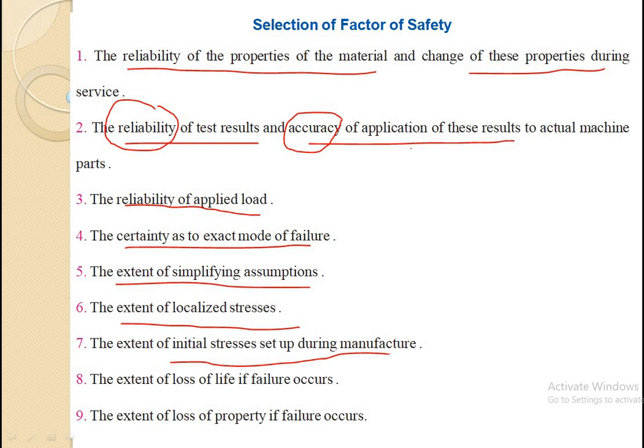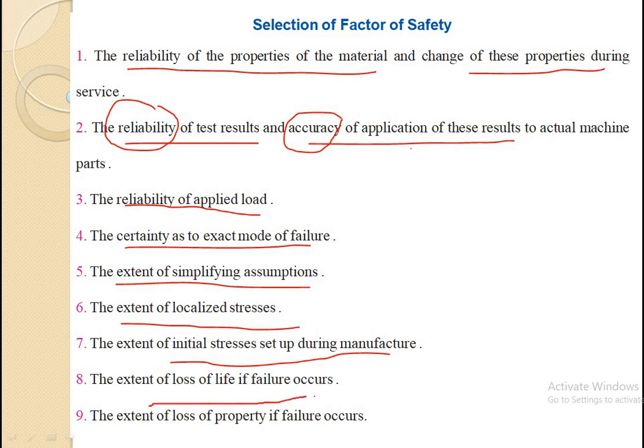So before actually deciding the nature of the failure of the component, due to which stress that component is going to fail, we also need to consider the nature of stresses which are actually set up during the process of manufacturing. By considering this fact, we have to go on the selection of the factor of safety.